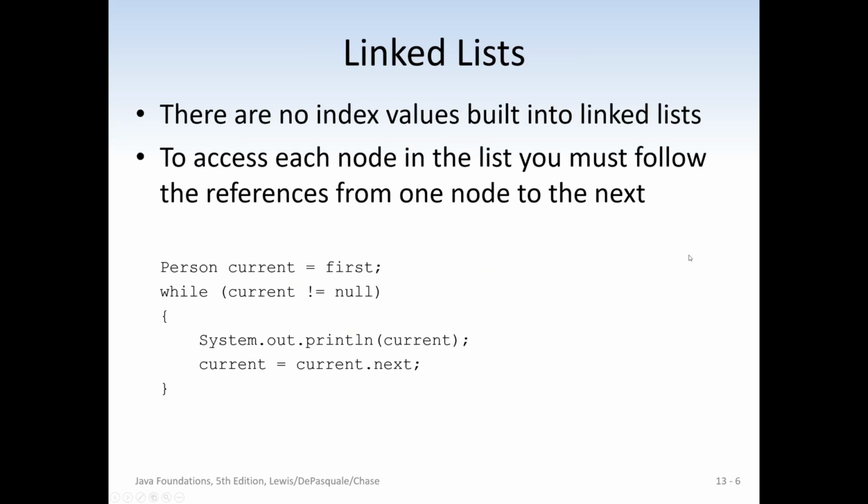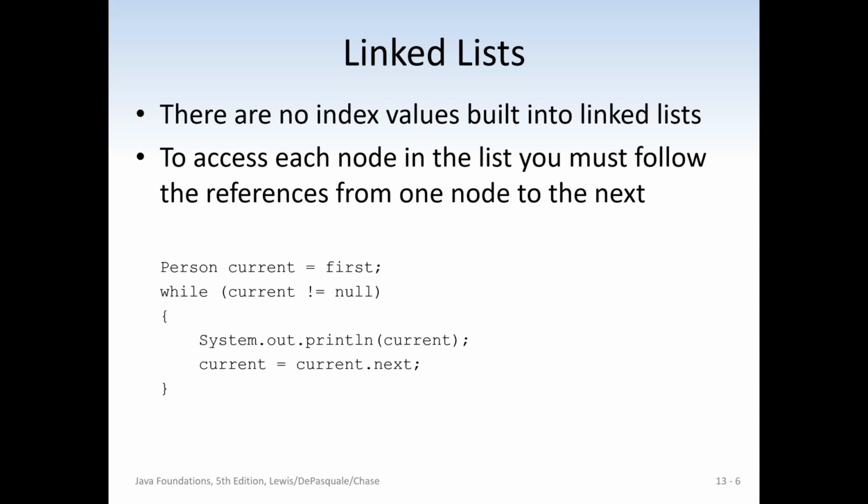With linked lists, as you notice, the only variable that you have is the variable that points to the head of the list, right? The front pointer. So you can't just say, okay, I want to find the seventh element in this linked list. It doesn't work that way. There's no indexes built into it. And so the way that you traverse the list is you have to follow the references from one node to the next.